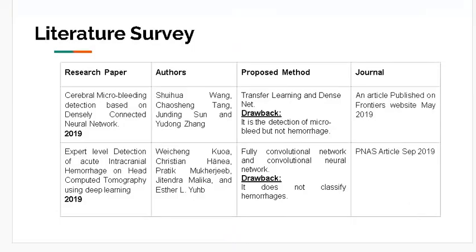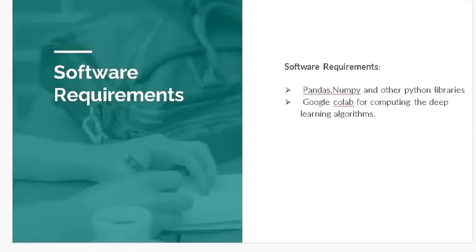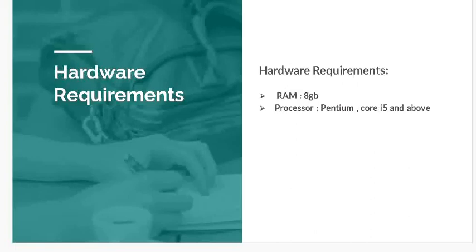Literature survey. According to the literature survey in 2019, the author implemented the proposed methods, but there is a drawback. It is the detection of microbleeding but not hemorrhage. Software requirements: pandas, numpy, and other Python libraries, and Google Colab for computing the deep learning algorithms. Hardware requirements: RAM 8 GB, processor Pentium, Core i5 and above.